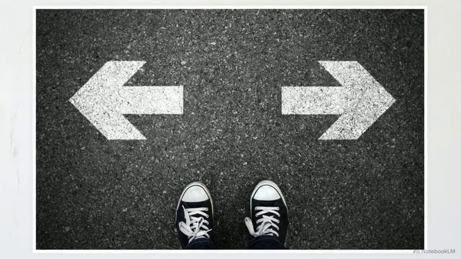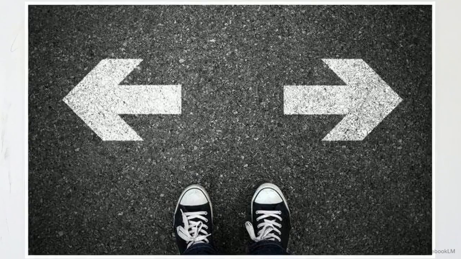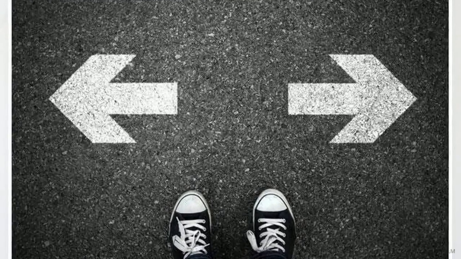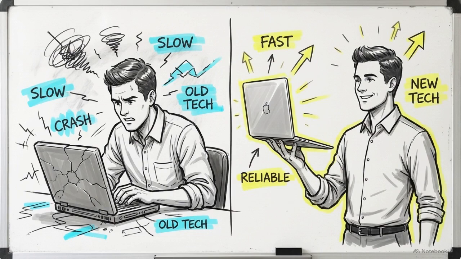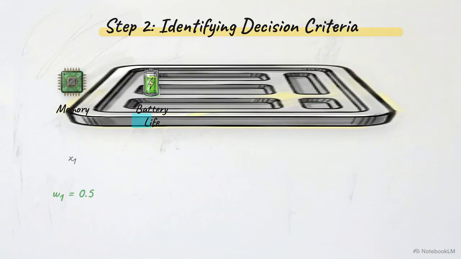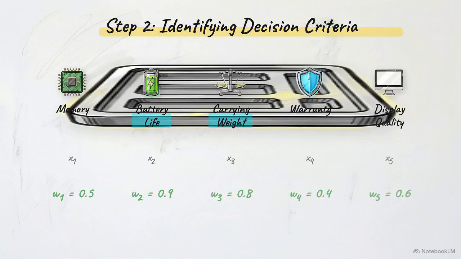Step 1 is identifying the actual problem. A problem is simply a discrepancy between your current state and your desired state. Right now, Tarek's reps have outdated gear. The desired state is a fully equipped team. Step 2 is identifying the decision criteria. Across the top row of your spreadsheet, list the specific factors required to close that gap. For a field sales team, Tarek lists memory, battery life, carrying weight, warranty, and display quality.